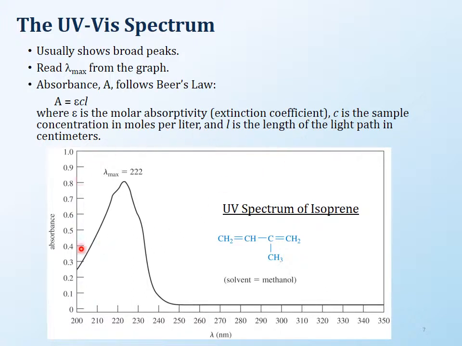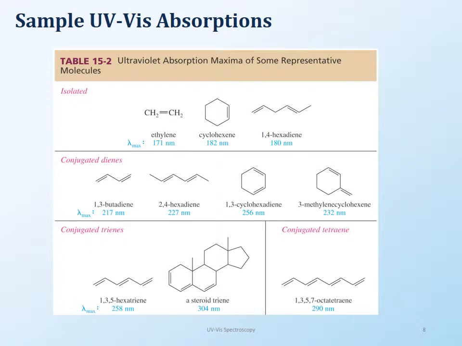But anyhow, this is what a UV-vis spectrum looks like, and it's really not very glamorous. Here are some sample absorptions. I don't need you to remember any of this stuff. I'm just giving it to you so that you have an idea of what things are like and how they absorb. And this is just with sigma bonds or isolated double bonds.